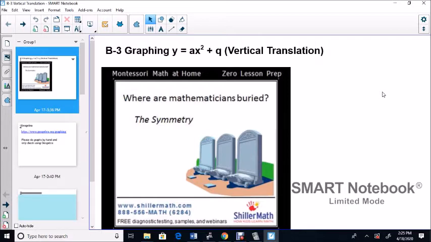Now, here's the joke of the day. Where are mathematicians buried? The symmetry, the symmetry.